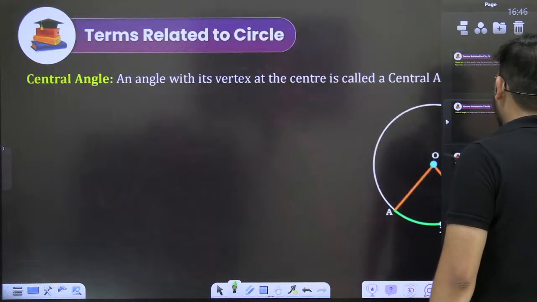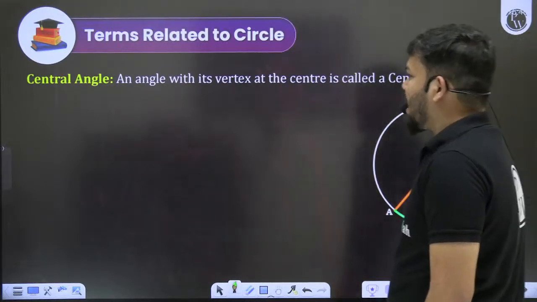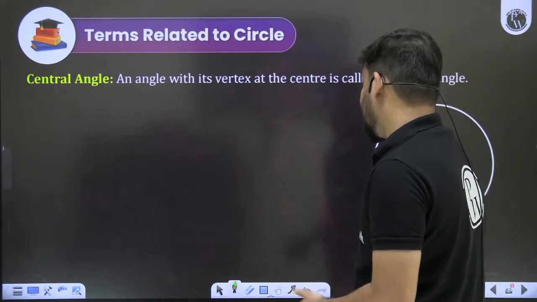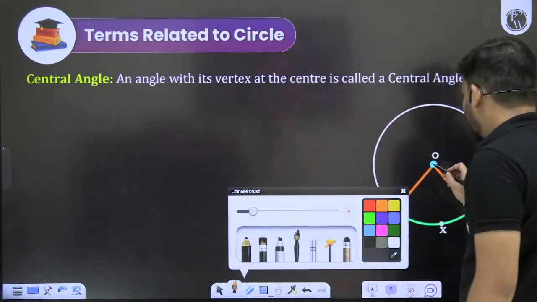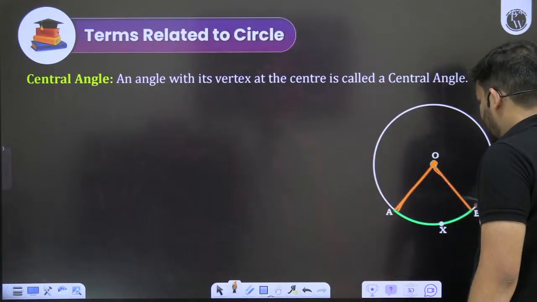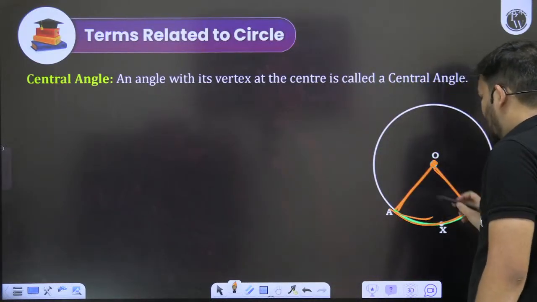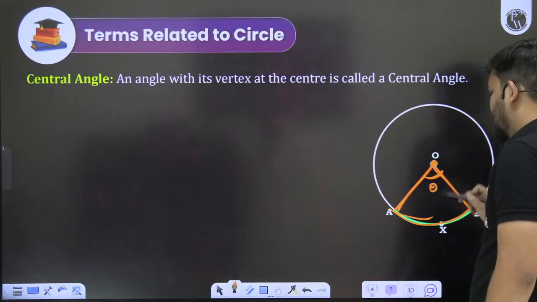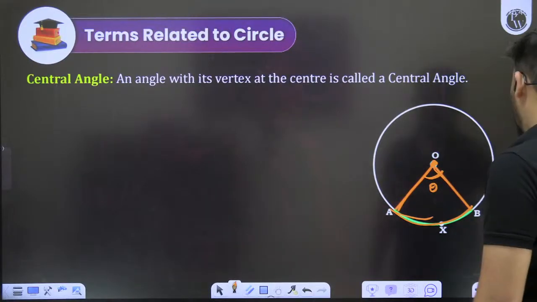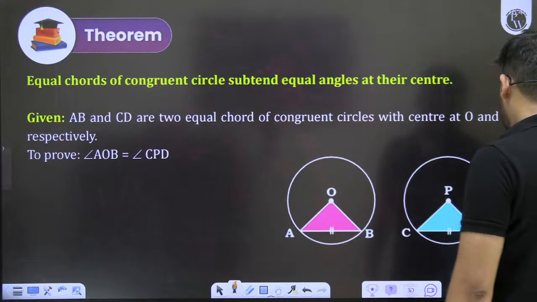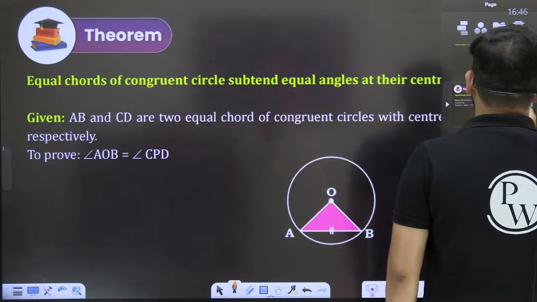And next one will be the what? Central angle. The central angle is the angle whose vertex is at the center. This is the radius, and this is your arc, and you can see here this is theta. This is called a central angle. Next one. This is not now, we'll discuss it later.